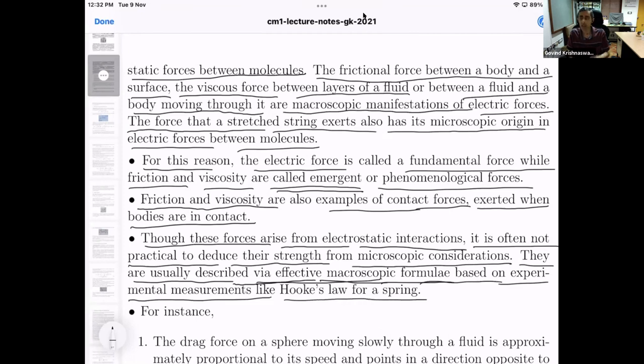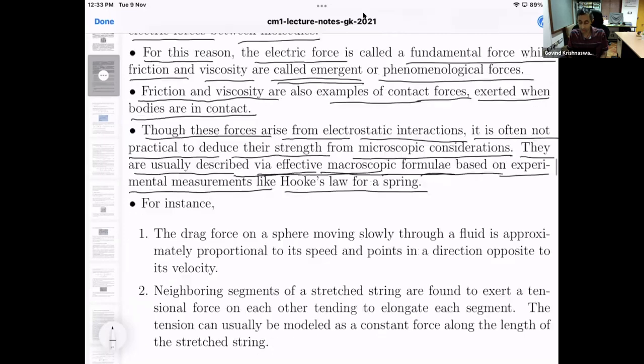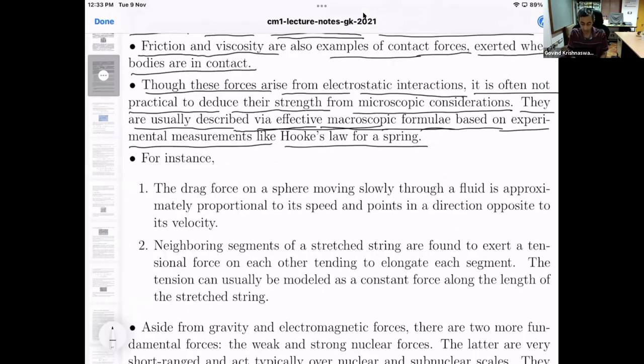law for a spring. I mean, even the force that a spring exerts when it is compressed and expands also has its origin in microscopic electric forces between molecules, but it is hopeless to try to get that by studying individual molecules. So instead we study a spring and see what kind of force it exerts and encode that in some kind of effective law. In this case, it's called Hooke's law. We'll talk more about Hooke's law. So examples of such effective laws at large distances are the following.